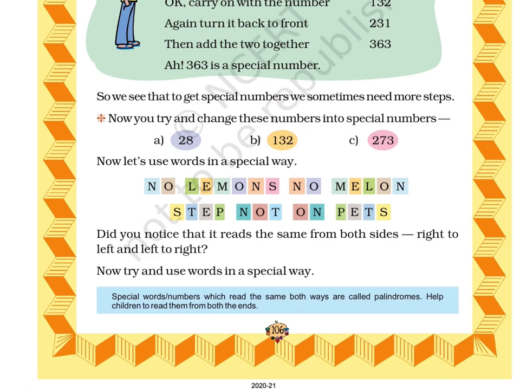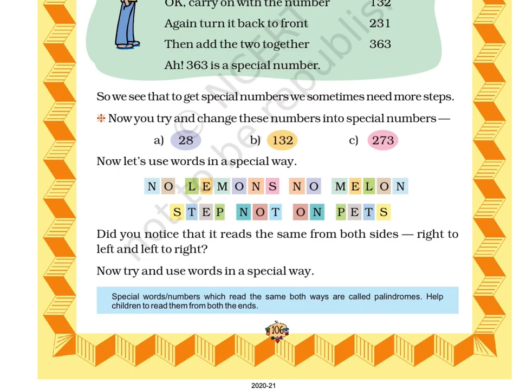Now you try and change these numbers into special numbers. A, 28, B, 132, C, 273. Now let's use words in a special way. We have few words written as different letters. The first line says, "No lemons, no melon." The second says, "Step not on pets."